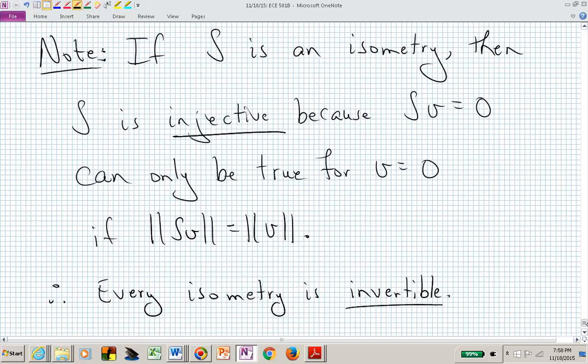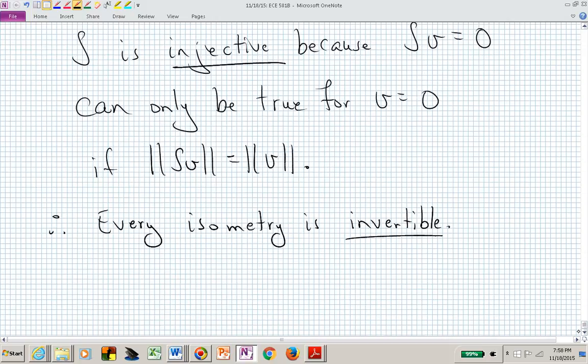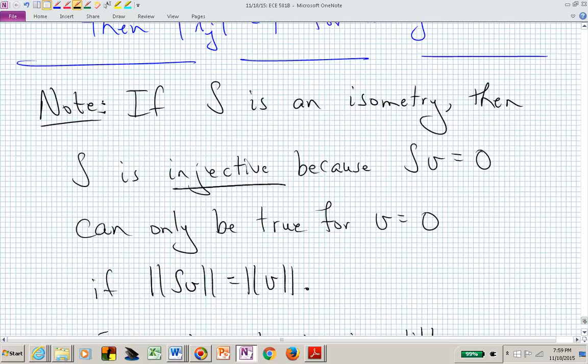So the only way that we can have Sv equal to 0, if this S is an isometry, so it preserves the norm, then if that's 0, the only way that the norm of v is 0 is for v to be 0. So we have v being the trivial vector, or the 0 vector, and that says we have a trivial null space. Any isometry is injective. If it's injective and it's square, it's now invertible, and so now we can make that particular claim.